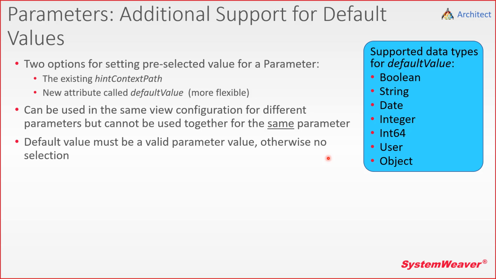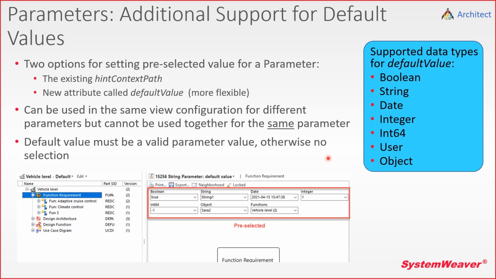And of course, the default value that you write in your configuration has to be valid, otherwise it's just going to be blank. So this is an example where we've got 1, 2, 3, 4, 5, 6 instances of using the new default value, and then here's a hint context path usage. So this is really great because then they know they don't have to pick anything. So that's that.